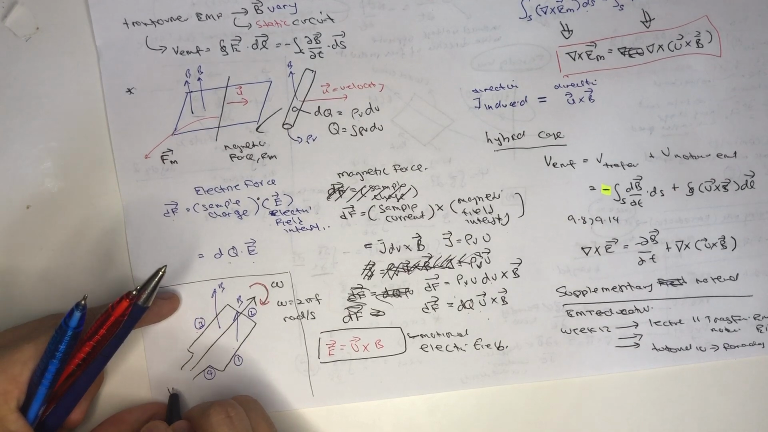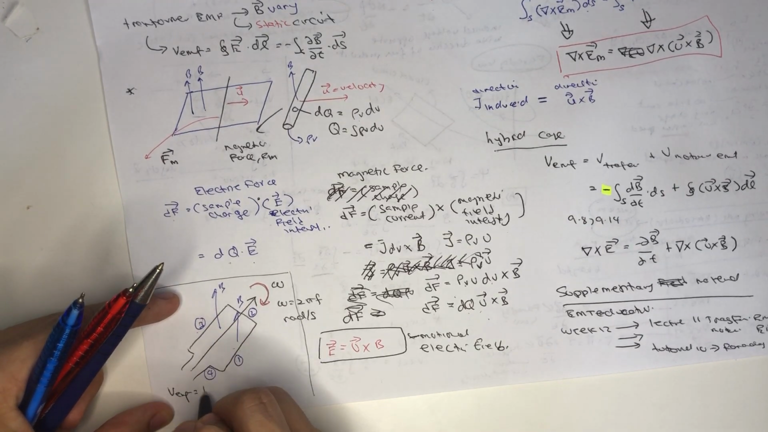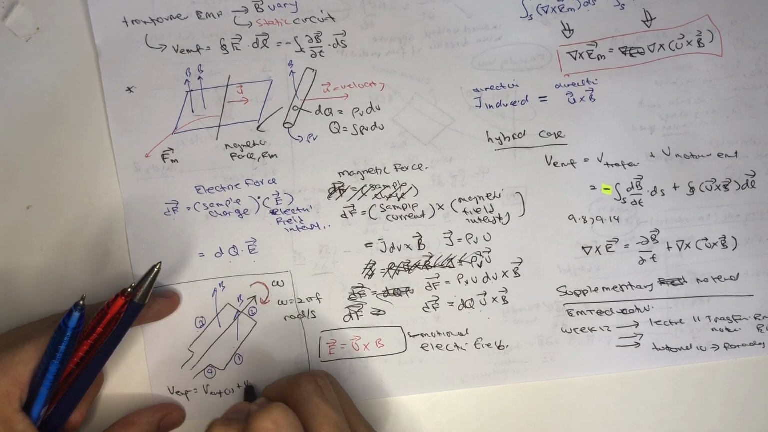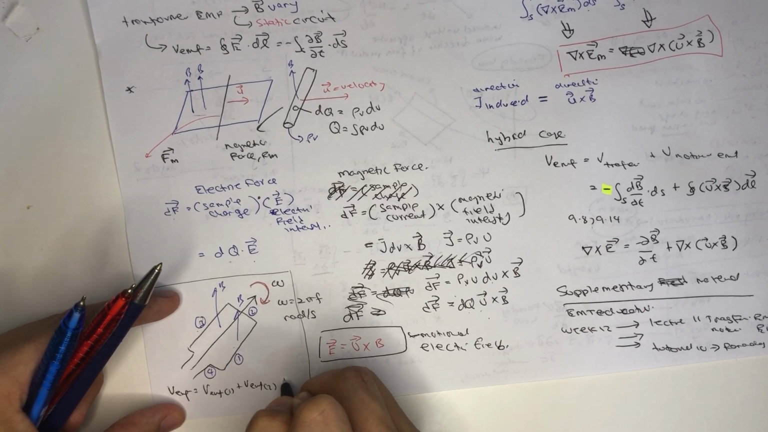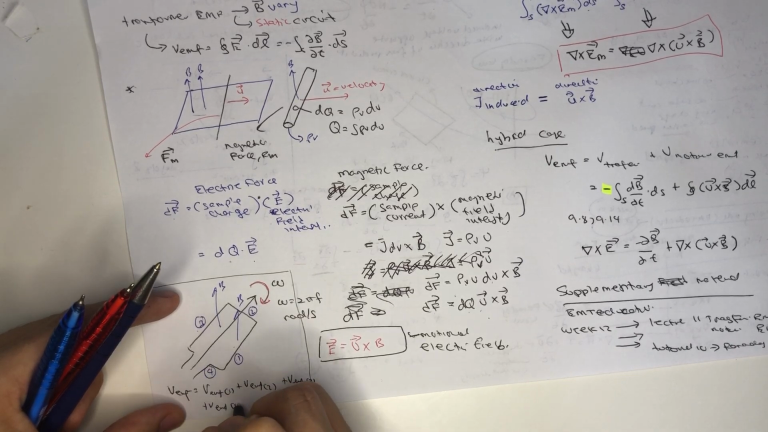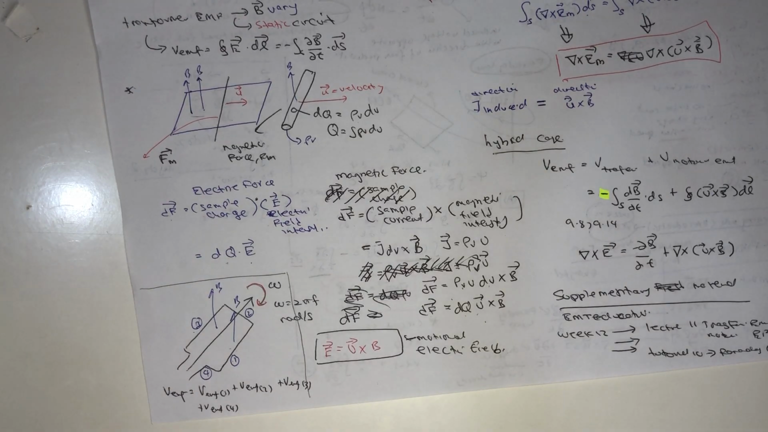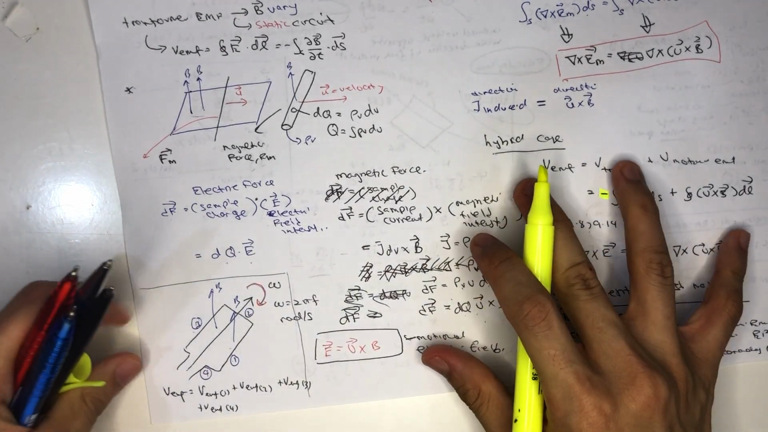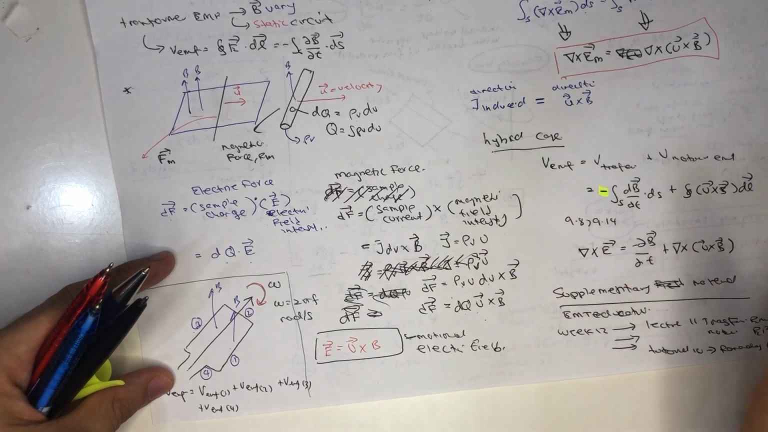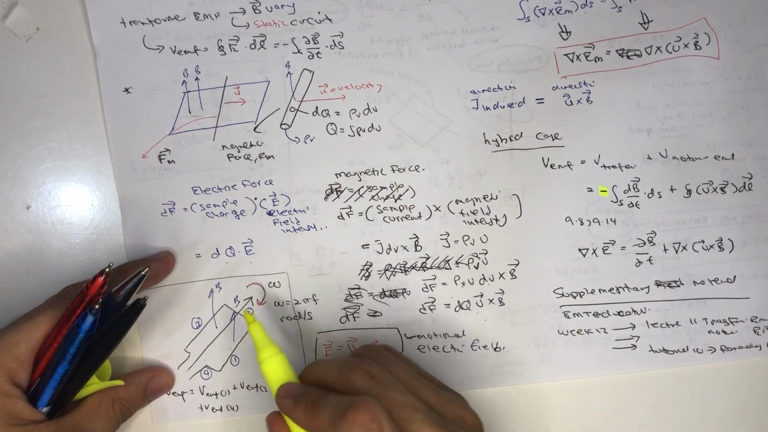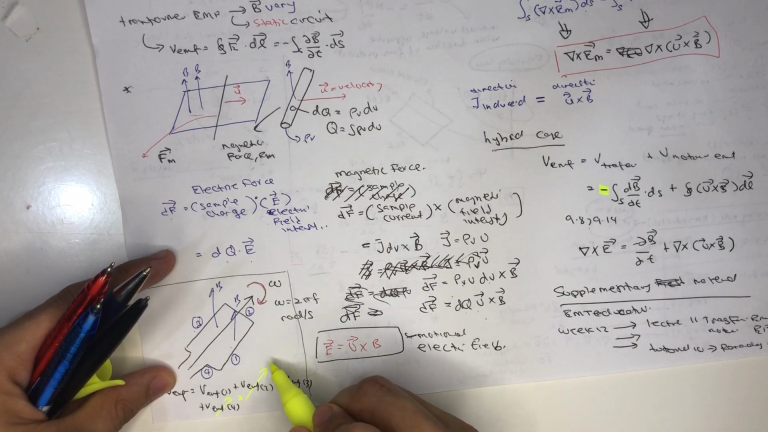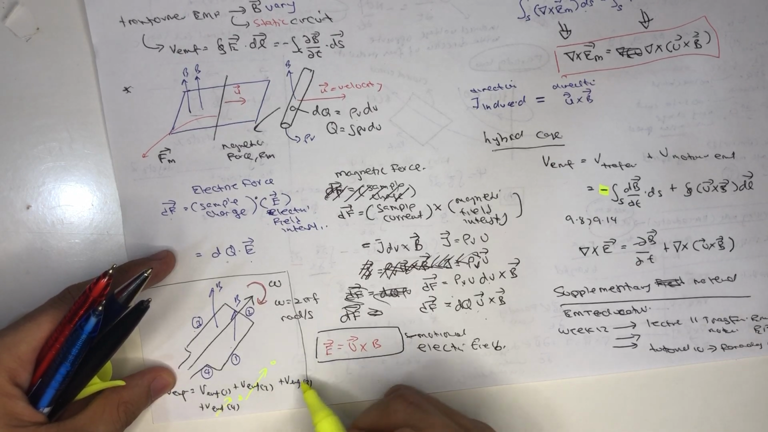That's why VEMF is VEMF 1 plus VEMF 2 plus VEMF 3 plus VEMF 4. In this case, the one that actually cuts the field is counted, because the ones that didn't cut the field didn't contribute to anything. So 2 and 4 are 0. You only count side 1 and side 3.